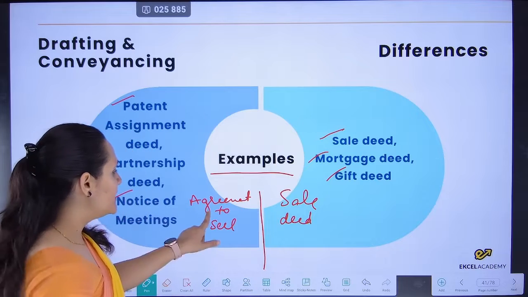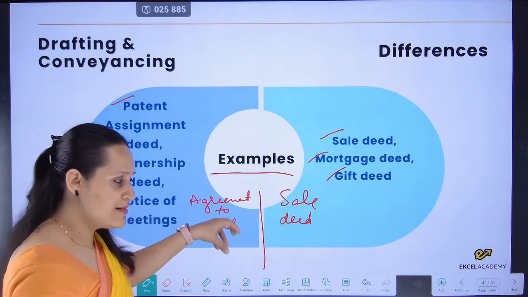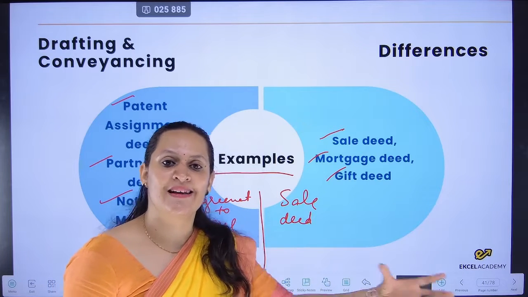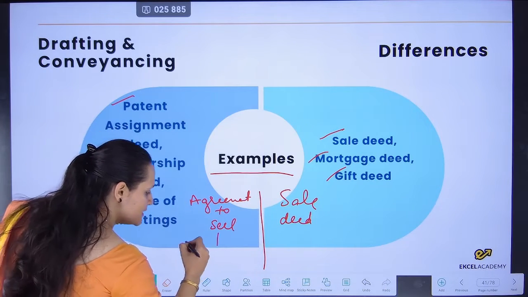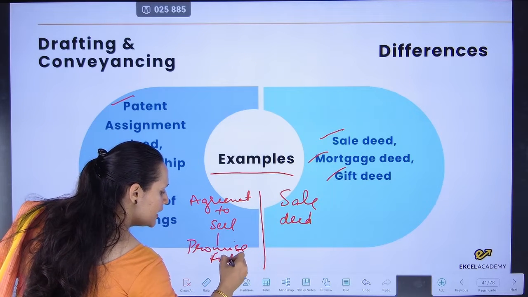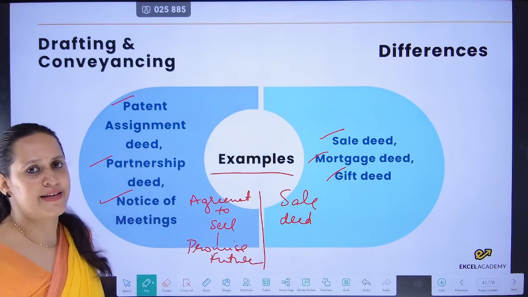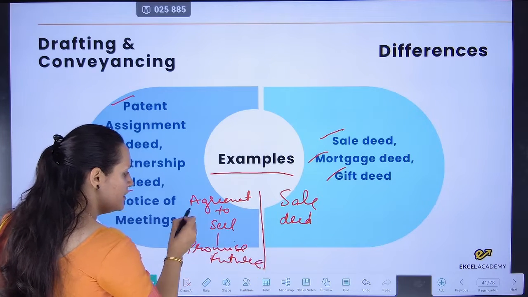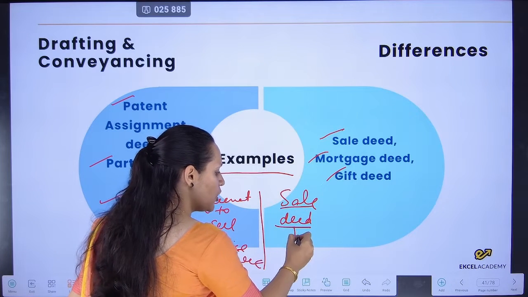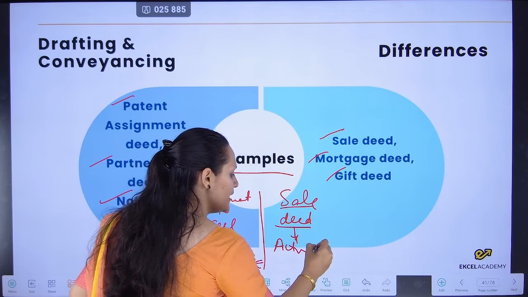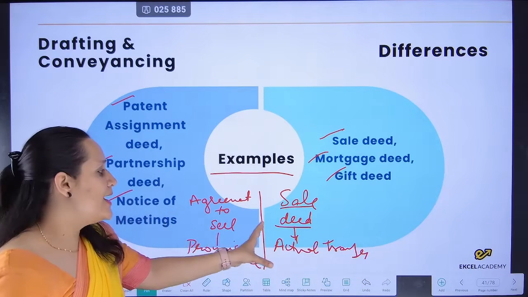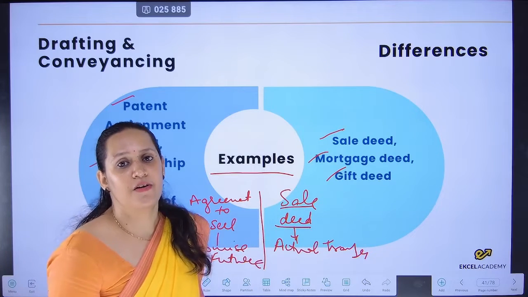Why? Because in an agreement to sell, at the present moment, we are not going to transfer the property or any interest. We are only going to promise that in future we are going to execute this particular sale between the buyer and seller. So it is only an agreement. Today you are not transferring, but when you sign the sale deed, that is the document through which the actual transfer takes place. So the agreement to sell is drafted, whereas the sale deed is a conveyance document.